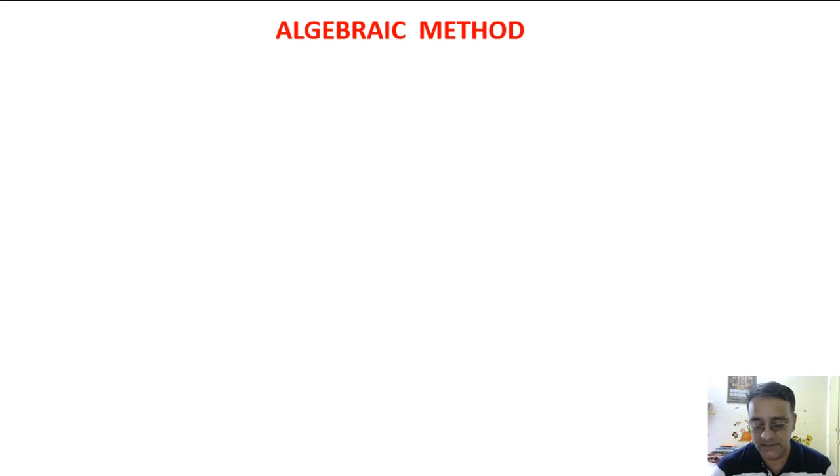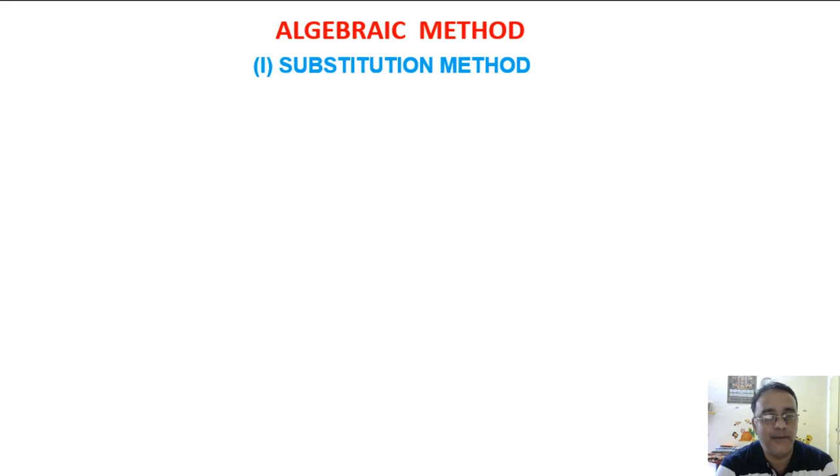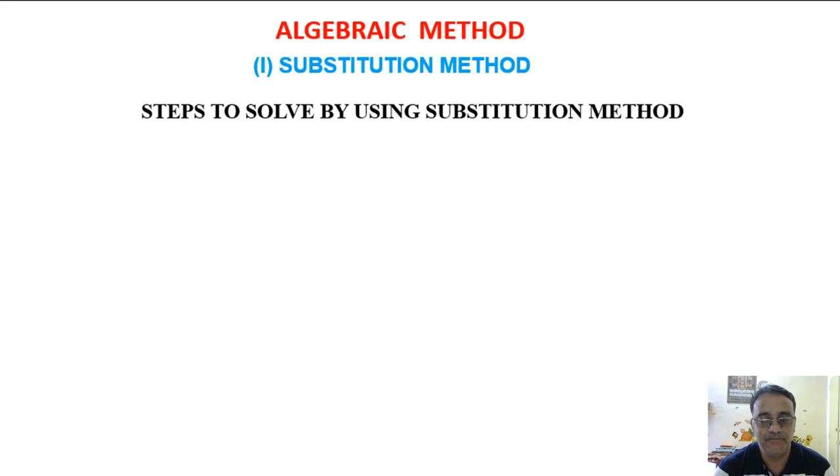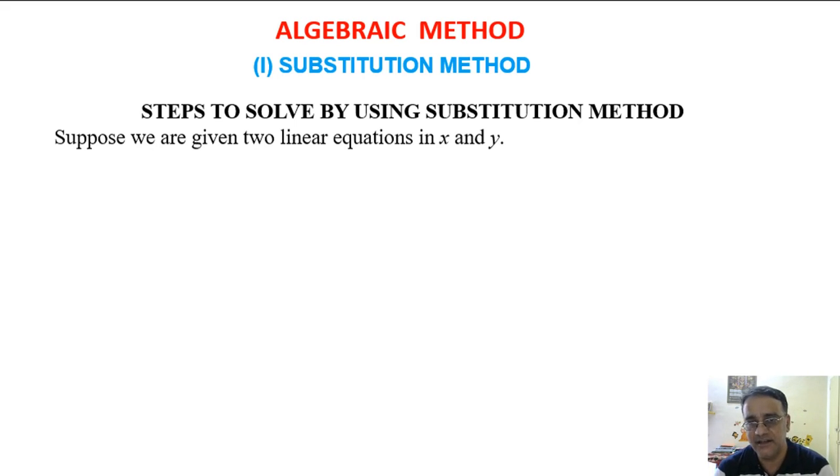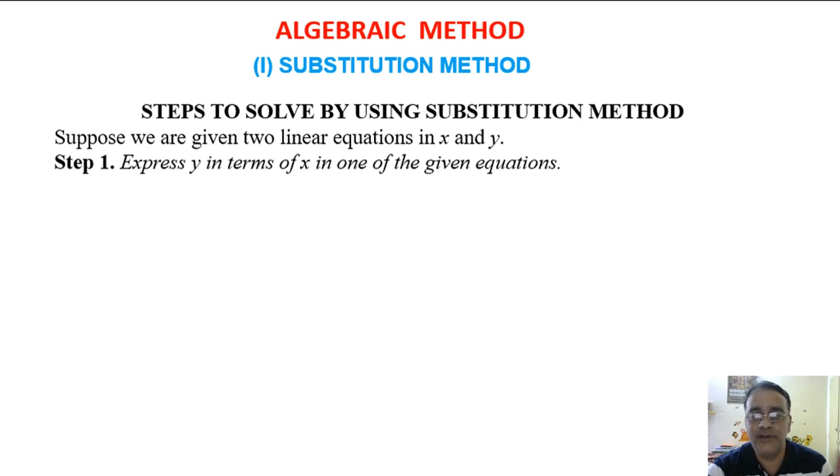One is substitution method, okay, and the second one is elimination method. So substitution method में हम लोग क्या करते हैं, थोड़ा वो steps देख लेते हैं. First of all, we'll select one equation. Suppose two equations are there in x and y. We are going to take one equation and we will express y in terms of x, okay. Not compulsory that you have to express y in terms of x, you can express x in terms of y also as per your requirement, okay. So अभी मान लो हम लोग y in terms of x किए हैं.